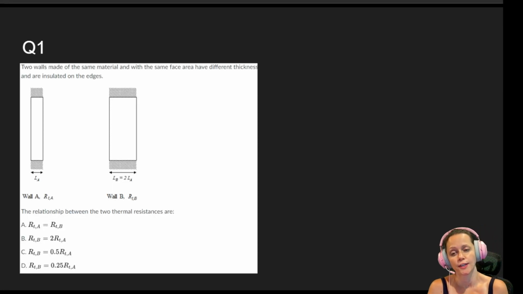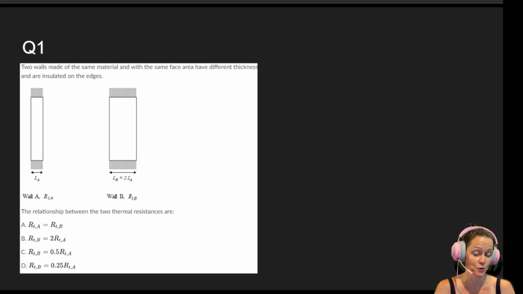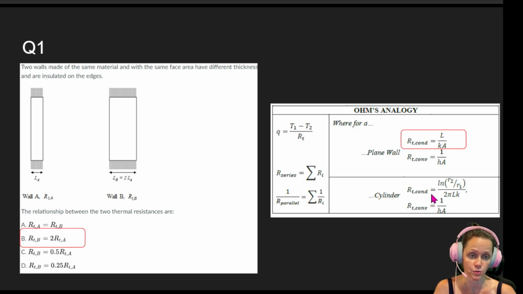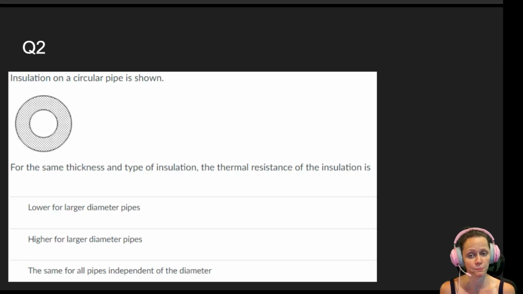All right. So these are the Unit 2 conceptual questions. Check your understanding questions. So question 1, we've got two walls made of the same material. One's thicker than the other, twice as thick as the other. And the relationship between the two thermal resistances, well, this just goes to Ohm's analogy and looking at the equation, you can see if it's thicker, right? And if it's twice as thick, the thermal resistance to conduction is going to be twice as big.